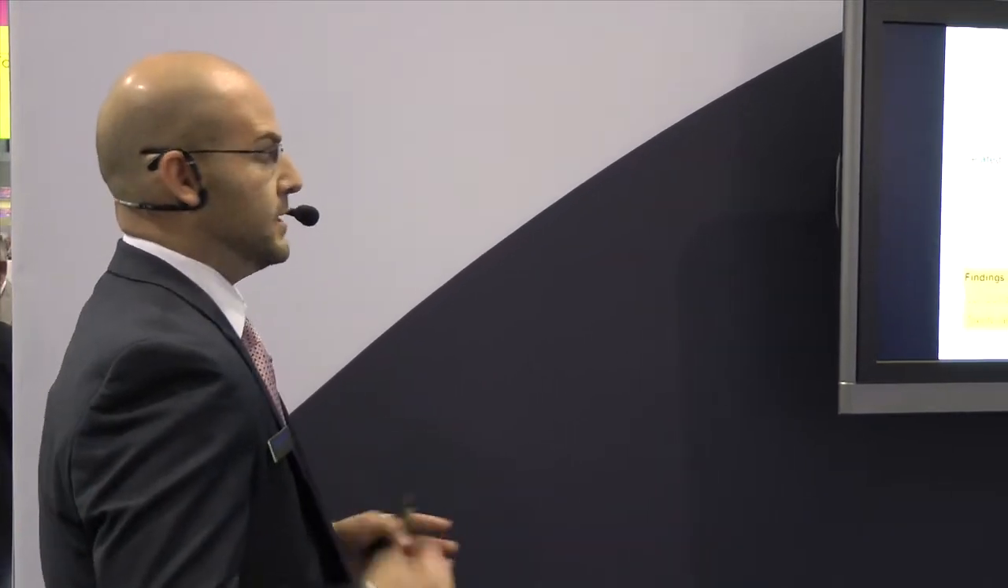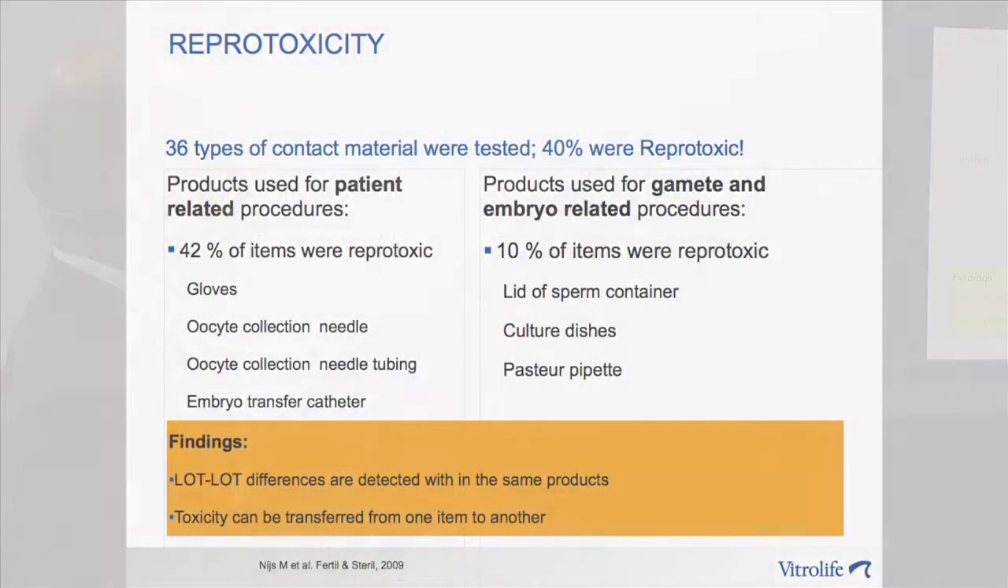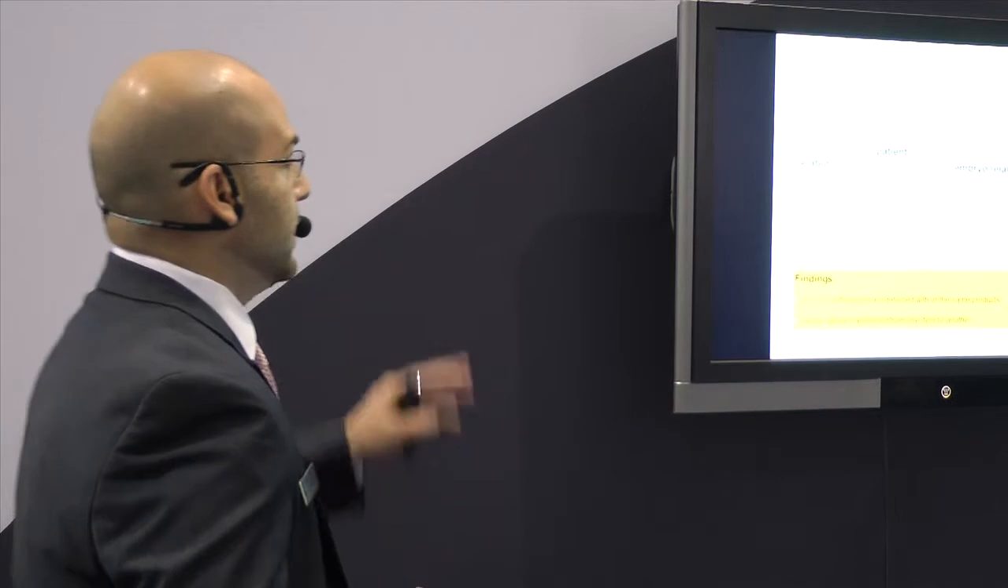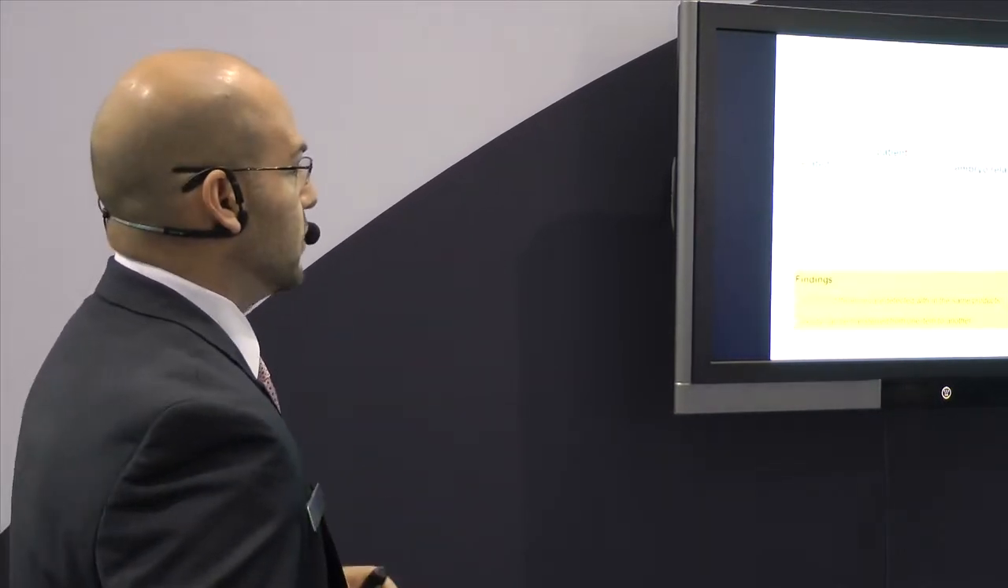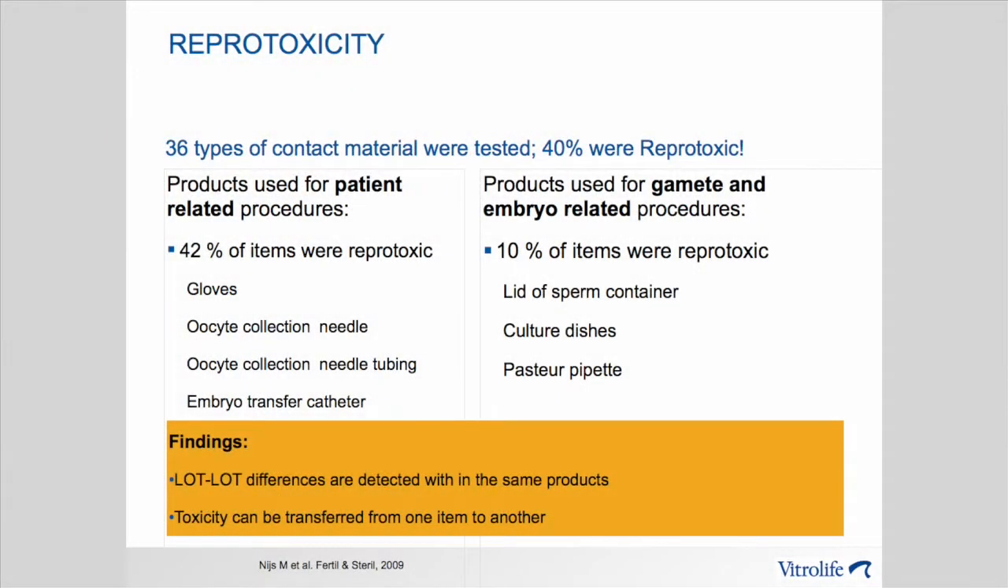Looking closer at the data in this study, 36 types of contact materials were tested, and overwhelmingly 40% of those were found to be toxic. That's a little high for my lab. I want to make sure that I'm using materials in the lab, in the process, that are safe. When they break down the products into two specific groups, those products that are patient-related or not touching embryos or gametes versus the products that are used for gamete and embryo-related procedures, we start to see a little bit of a difference, at least in this data set.